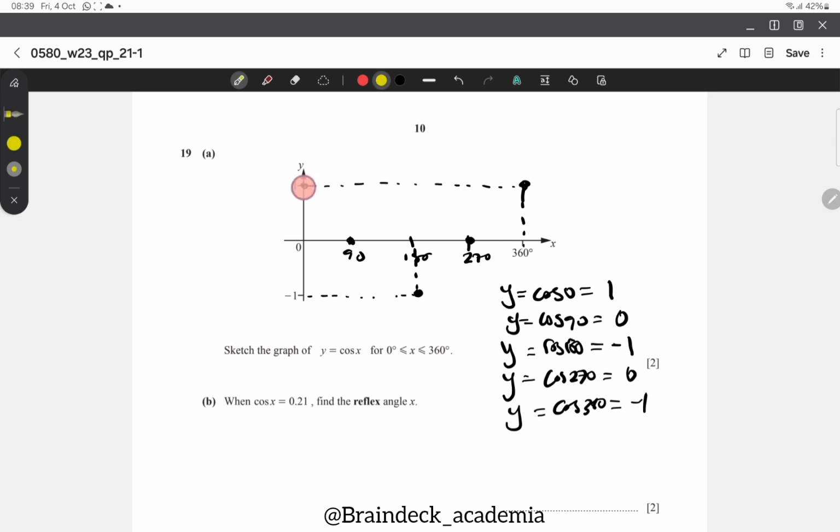Let me use another color. Like this, and like this. So that's your answer for number 19. Okay, moving on.